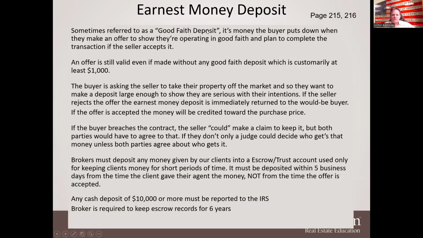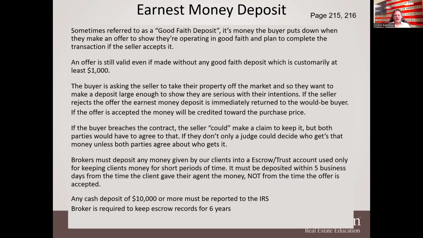So now let's read over. I got everything for the last couple of slides right here in this one slide, which would not be a bad thing to study from. So let's go over that now, what we highlighted and wrote in on the last couple of slides. Sometimes referred to as a good faith deposit, it's money the buyer puts down when they're making their offer. The purpose of the good faith deposit is to show that the buyer's operating in good faith and they plan to complete the transaction if the seller accepts it.